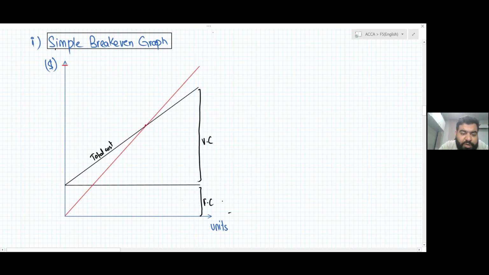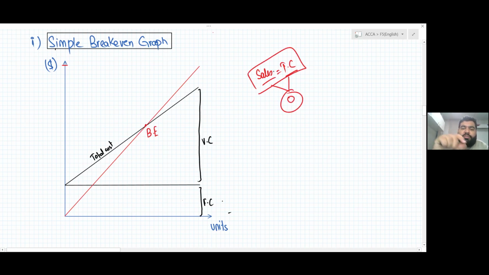Why is this point the break even point? Because we know that break even point is the point where sales is equal to total cost, the point at which profit or loss will be zero. If sales are equal to total cost, the profit will be zero. So according to the graph, this is the break even point at which this sales line intersected the total cost line.